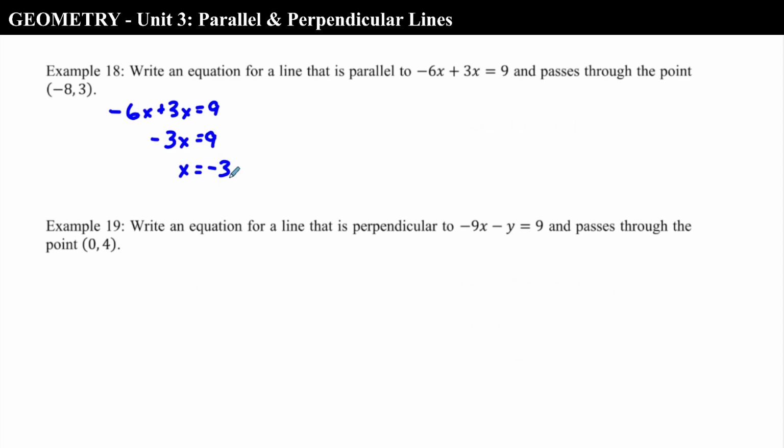Now, if we want a line that is parallel to this one, well, we know this is a vertical line. So our parallel line equation has to be a vertical line as well. So it's going to be x equals something. Well, it's got to pass through this point. And so what does x equal at this point? It equals negative 8. And so that is our answer. x equals negative 8. That is the parallel line that passes through this point. That is vertical, just like the line that it's supposed to be parallel to.